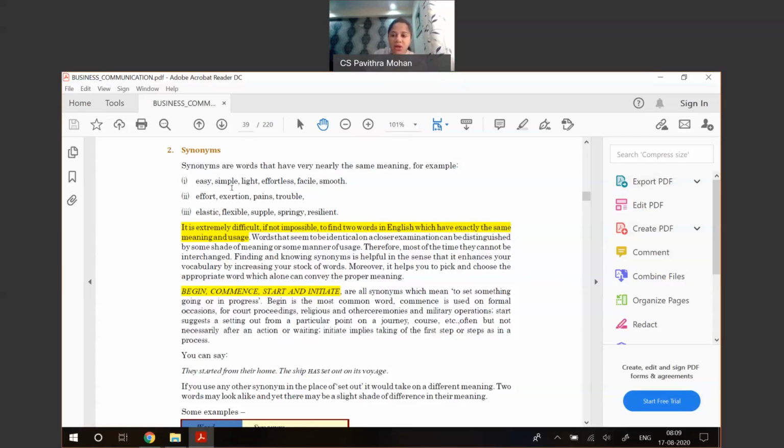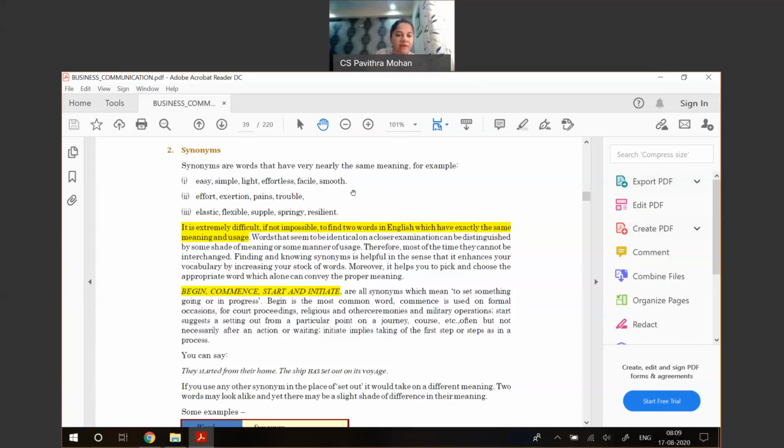So these are called synonyms. Synonyms will not have the same meaning. That's what we have to understand. When I'm using it in a particular sentence, the way it is used will be different. From this perspective we should always understand that when I'm using a particular word, it can have a similar context but will not have the exact meaning. Based on the usage, these words will be used in a different fashion.